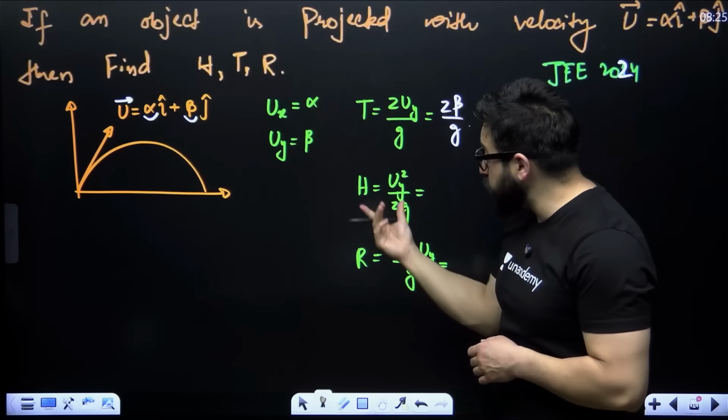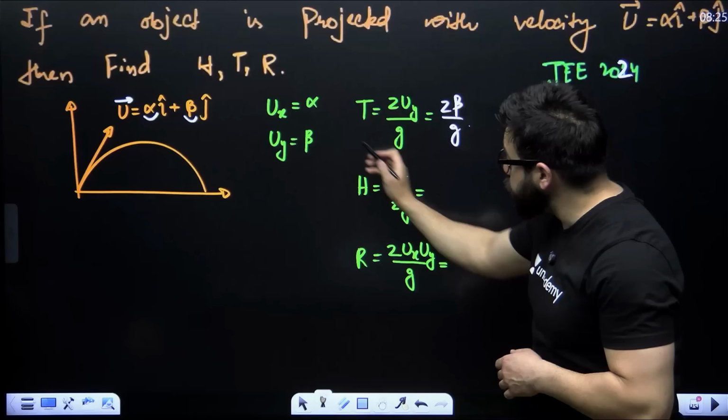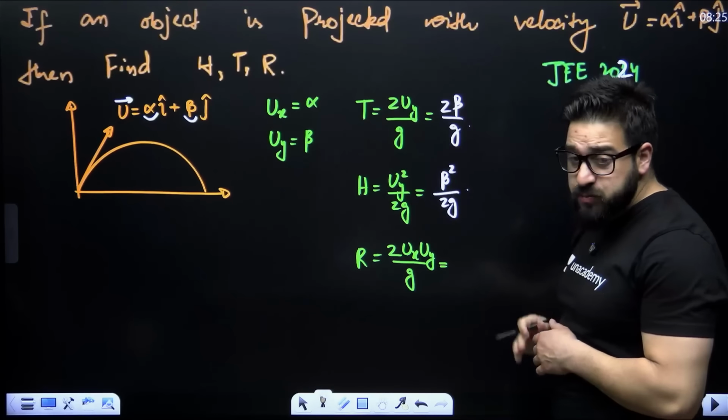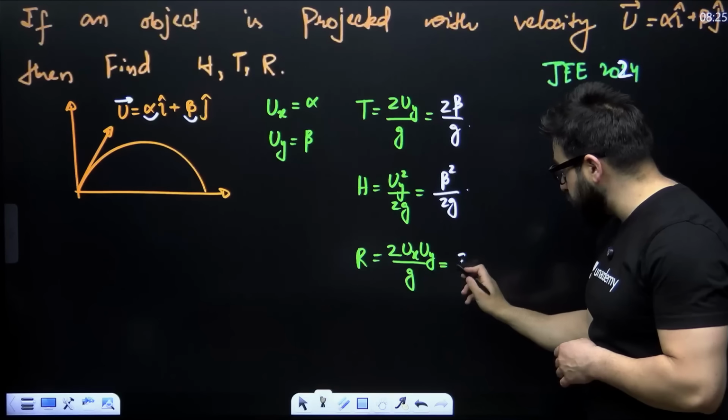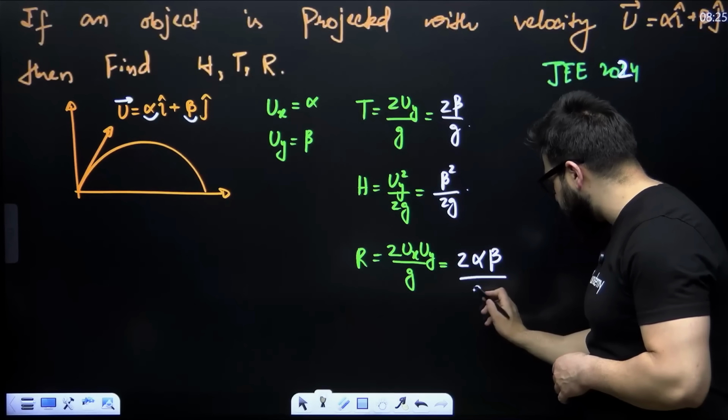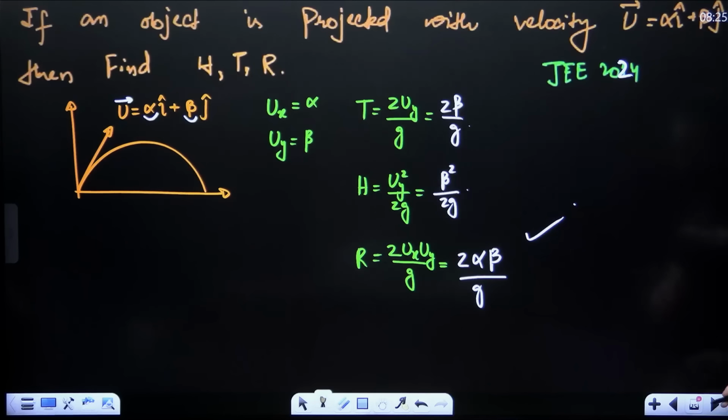You are supposed to tell me the value of maximum height. So uy is beta, so beta square divided by 2g. You are supposed to tell me the value of range. So it will be 2 times ux, which is alpha, times uy, which is beta, divided by g. Done and dusted with the question.